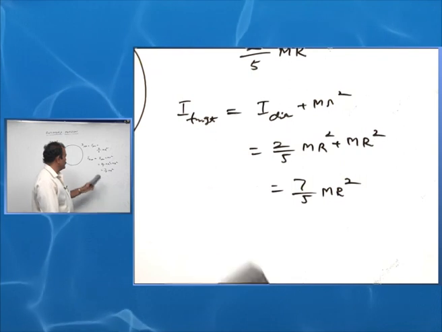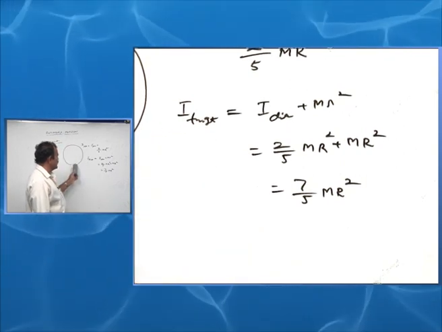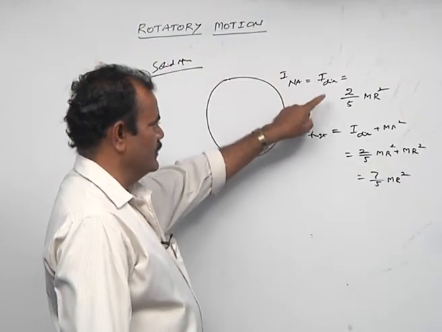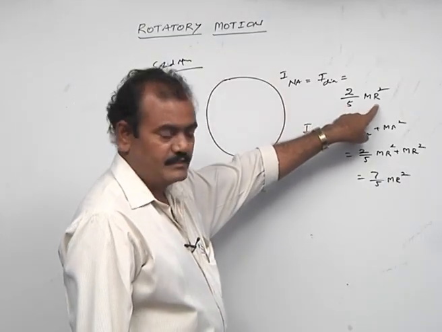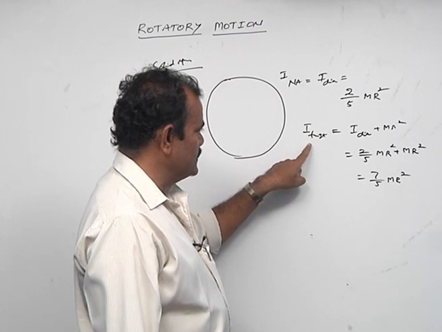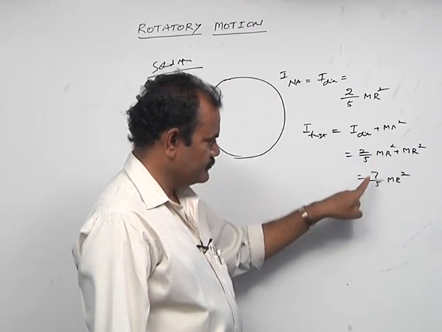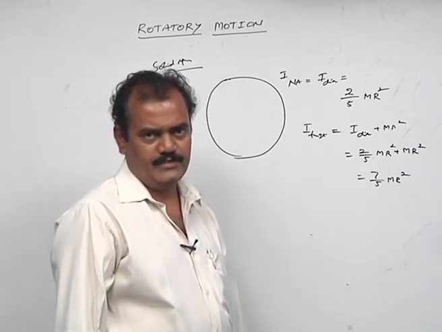Similarly, we can find out for the hollow sphere also. This is for the solid sphere, and for the hollow sphere, it will be 2 by 3 mr square. And again, I tangent is equal to 2 by 3 mr square plus mr square. That becomes 5 by 3 mr square.